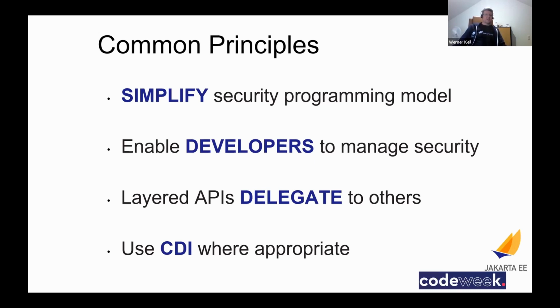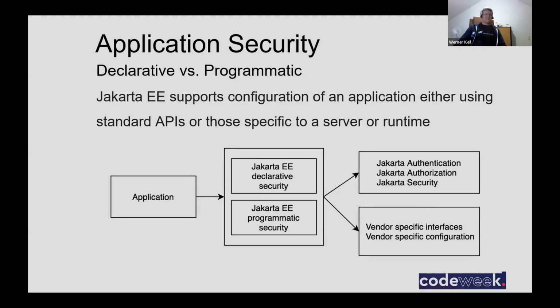So the three that I just mentioned are layers where the security itself, the Jakarta Security API, is usually application facing, while the others are delegated to. So they're more SPI-like, and not every application may always directly talk to them. And wherever possible, this should be wired by CDI. Jakarta EE supports both a declarative security configuration as well as a programmatic configuration at runtime via APIs.